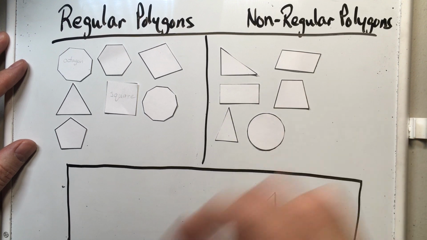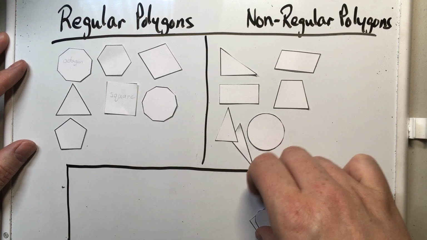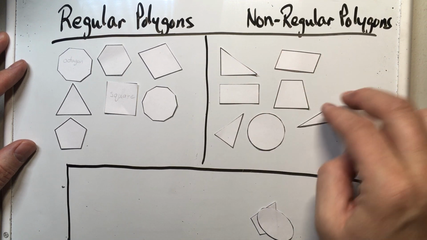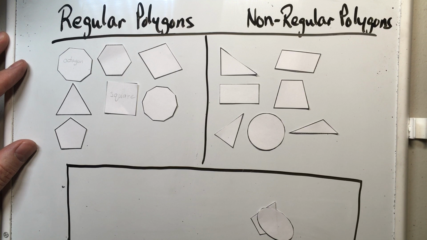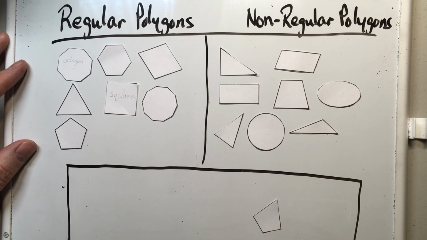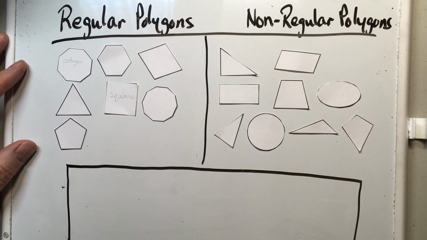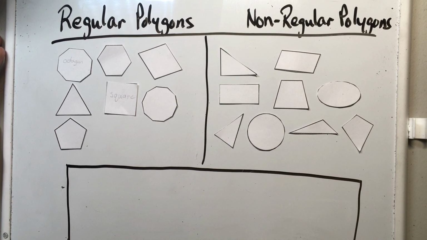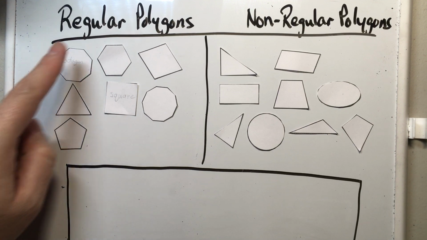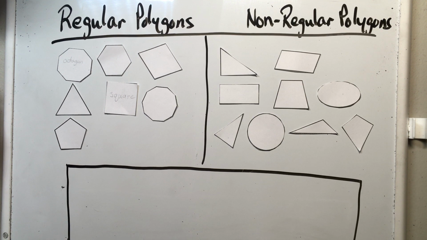This isn't even a polygon. It has curved sides. The scalene triangle is a non-regular polygon. The ellipse isn't even a polygon. It has curved sides. The kite is a non-regular polygon. And you just want to double check. All of these regular polygons, if I were to measure the sides, they would have equal length. The non-regular polygons would not. All right, so that's it for this video.